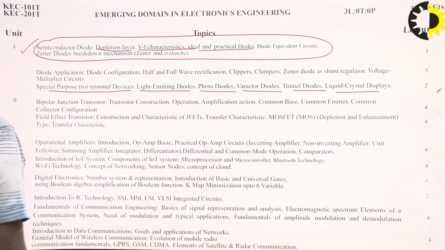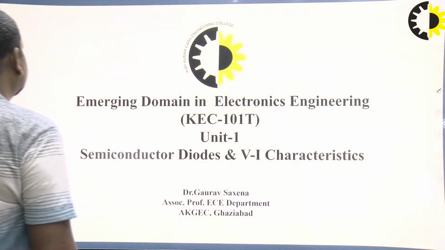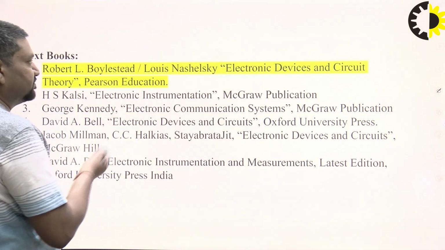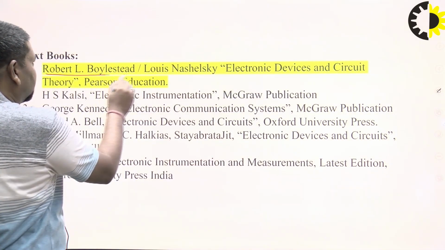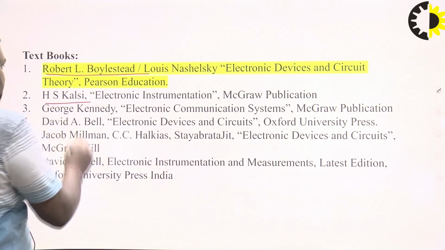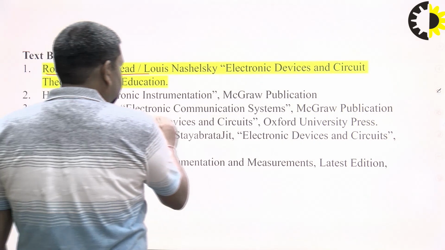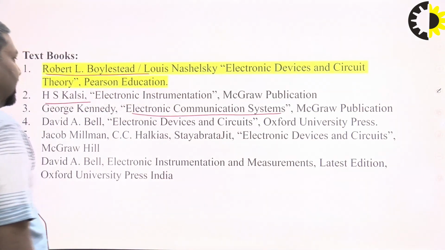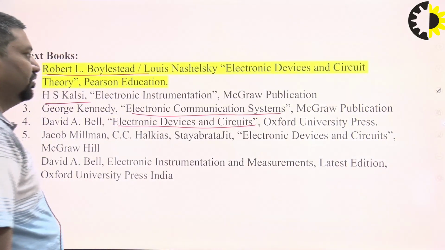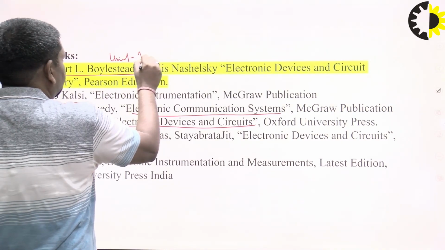Before the depletion layer, let me define the textbooks we have used to prepare this PPT. The first one is Robert L. Boylestad. This is the textbook, and H.S. Kalsi and George Kennedy, which is useful for Unit 5, electronics and communication systems, and David Bell, because this is Electronic Devices and Circuits. So this is totally dedicated to Unit 3, and this is Unit 1 and Unit 2.